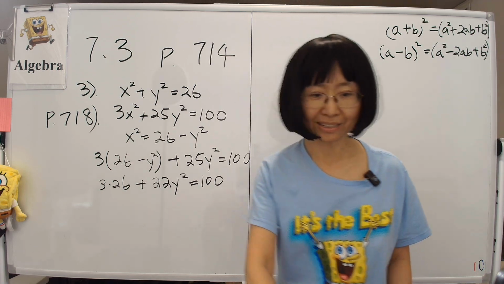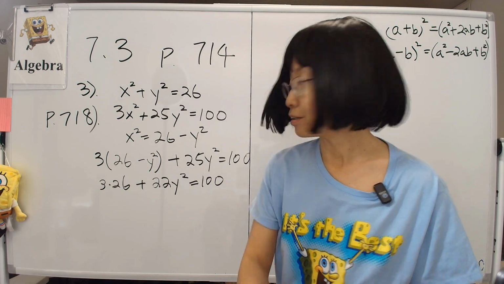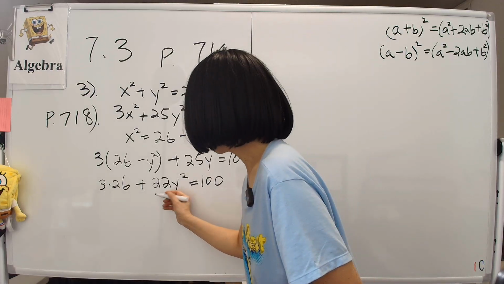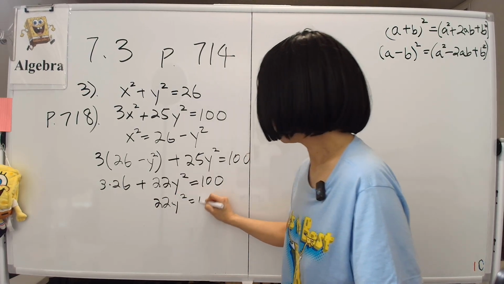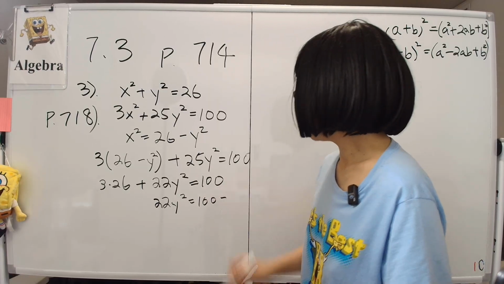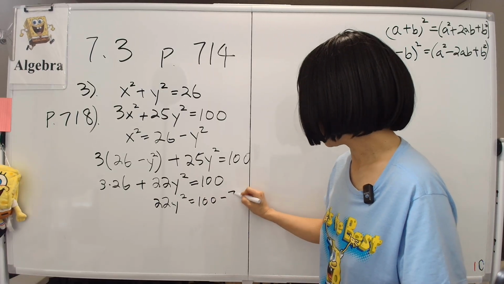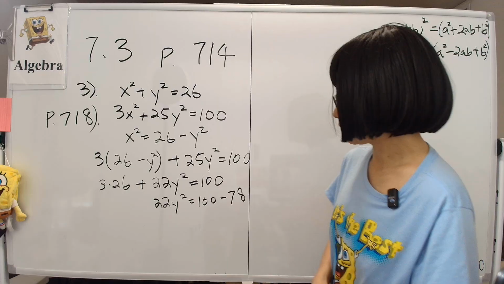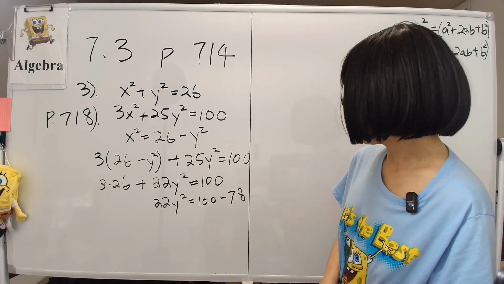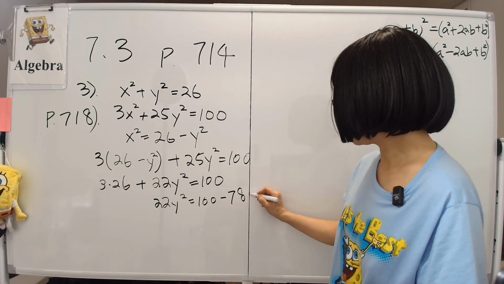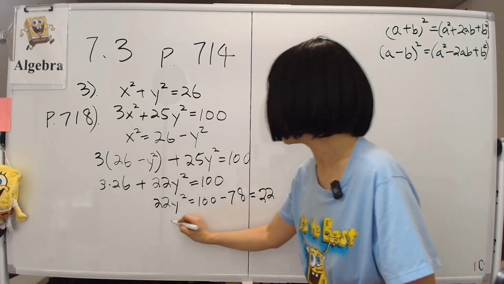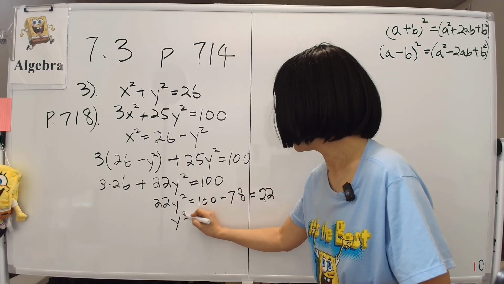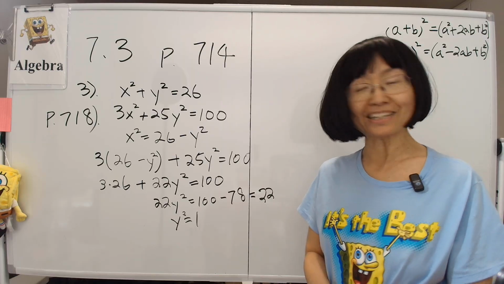okay, let me check. So then 22y squared equals 100 minus 75 plus 3, 78. Okay, 3 times 26, yeah, should be 78. And 100 minus 78, that is 22, which means y squared equals 1. That's much better, isn't it?